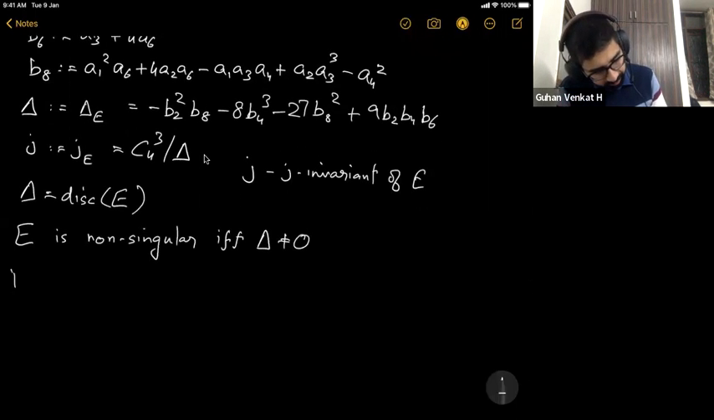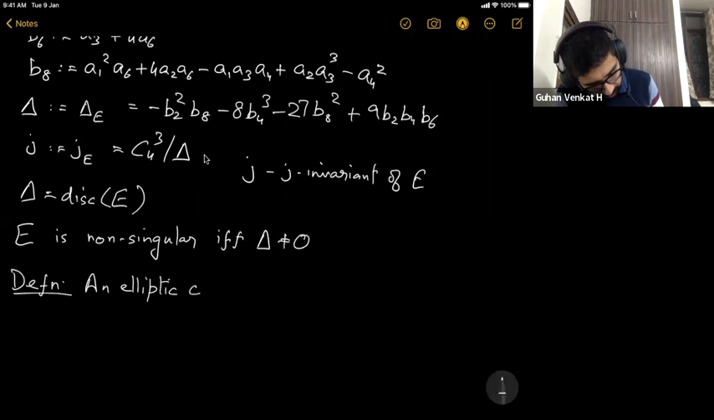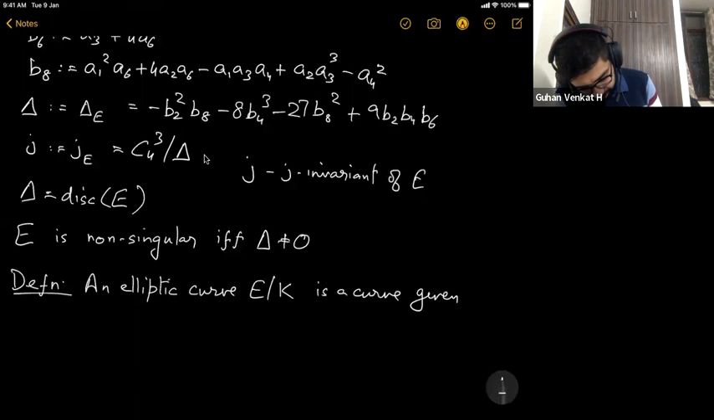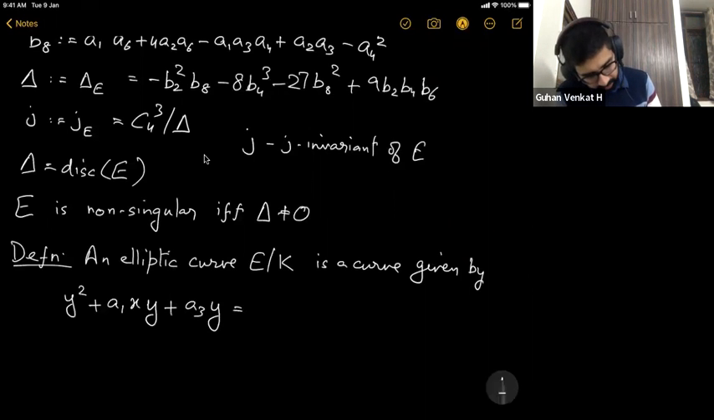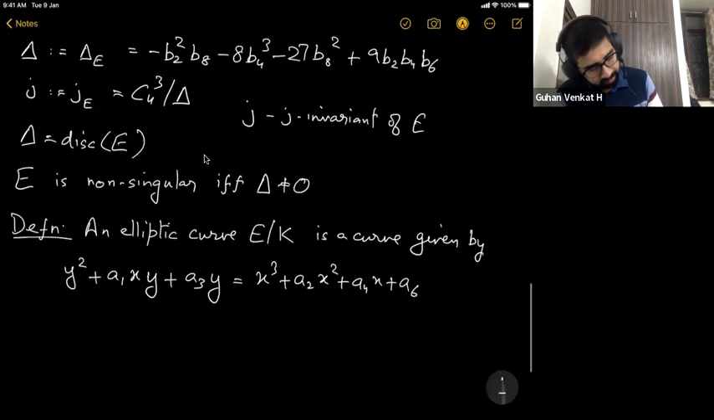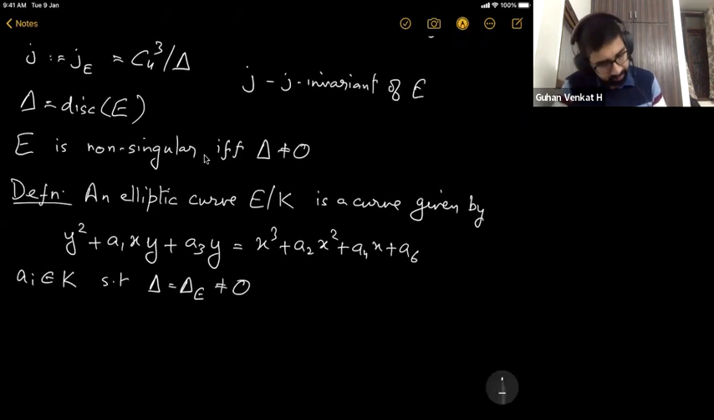So I can straight away make the following definition of an elliptic curve: an elliptic curve E over a field K is a curve given by an equation in the Weierstrass form, y square plus a1 xy plus a3y is x cube plus a2 x square plus a4x plus a6, where the a_i are elements in the field K, and the discriminant of this elliptic curve should be non-zero. So it's a non-singular curve.